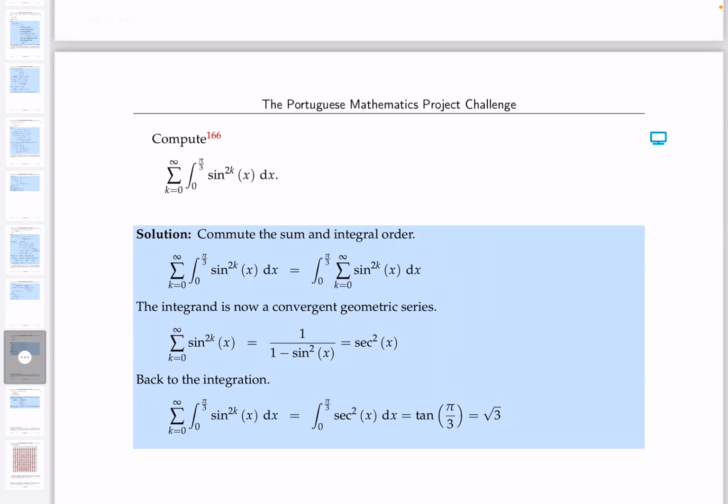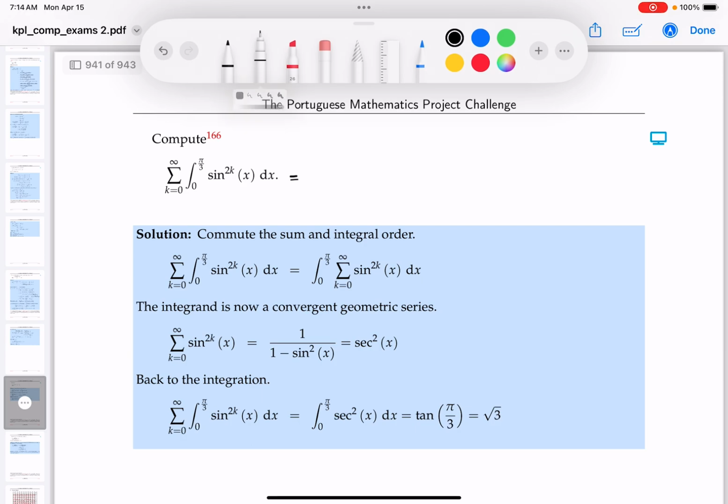So looking at it, the first thing I would recommend to do is maybe just write down a few terms of it. This would equal the integral from 0 to pi over 3 of sine 0 x dx, plus, I'm doing a sum now, the integral from 0 to pi over 3 of sine squared x dx. And I think you get the idea, it goes on forever.